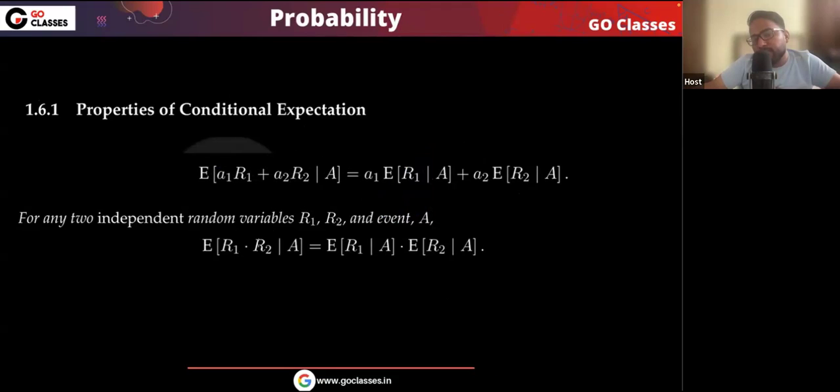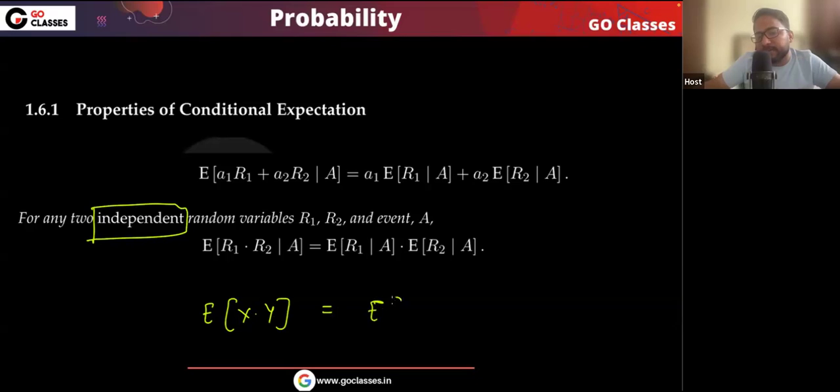And if you remember, previously we said that if there are two random variables, let's suppose X and Y, and if they're independent, then you can rewrite the expectation of X into Y as the expectation of X into the expectation of Y. Do you remember this? If they're independent, you can rewrite it like this. If it is given A, then also that is fine.